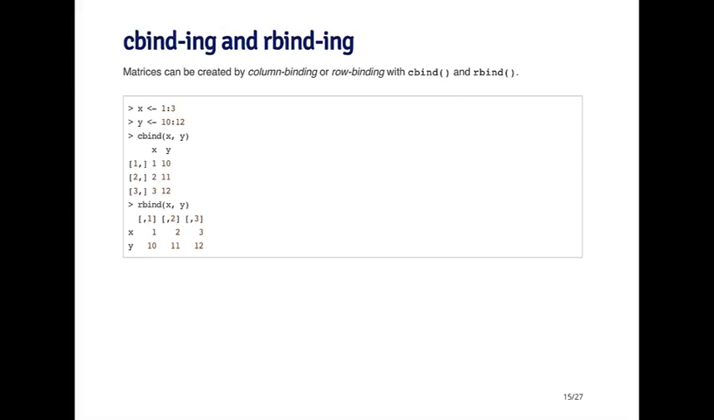Another way to create a matrix, and this is a common way, is by binding columns or binding rows. Column binding and row binding can be achieved by the functions cbind and rbind. For example, suppose I have the 2 objects, x, which is a sequence from 1 to 3, and y, which is a sequence from 10 to 12. If I cbind those 2 objects, I'll get a matrix where the first column is 1 to 3, and the second column is 10 to 12. This is kind of what you might expect would happen. If I rbind those 2 objects, then the first row will be 1, 2, 3, and the second row will be 10 through 12. So cbinding and rbinding is another way to create a matrix.